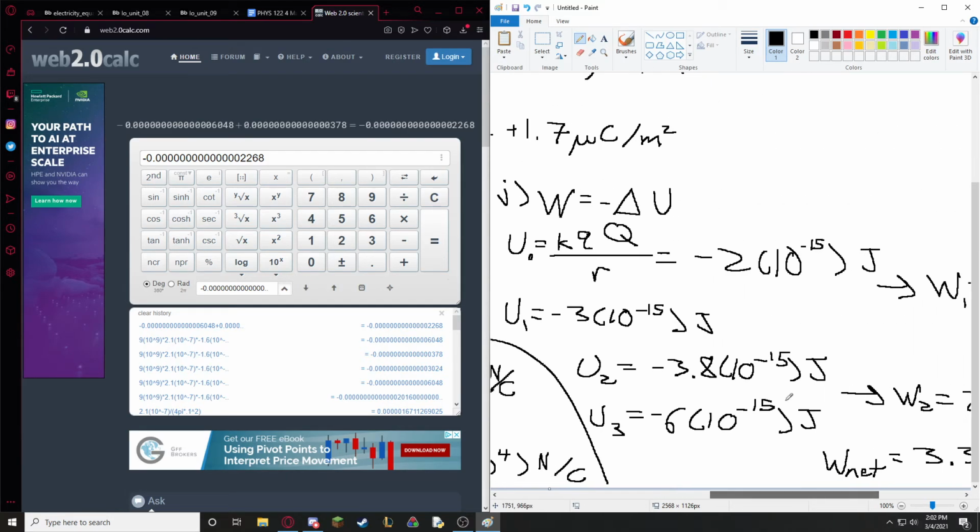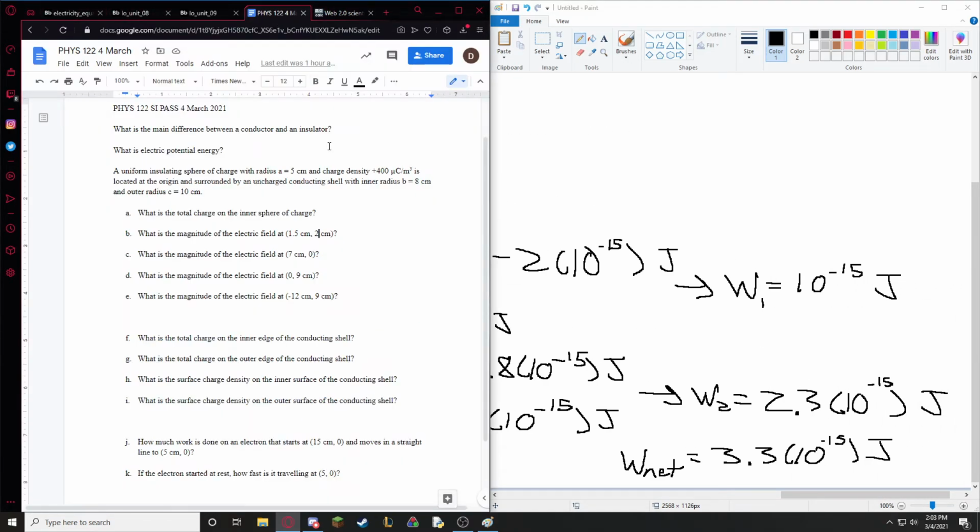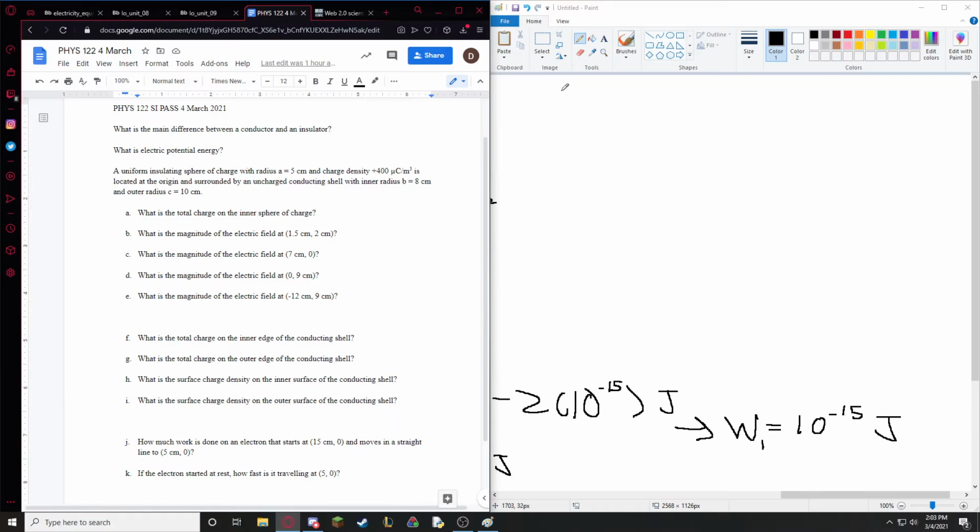Or you can just calculate your potential energies and actually find the change in potential energy and then throw a negative sign in front of it. So we get our total work done. And so now, if our electron starts at rest, how fast is it going to be traveling once it reaches its endpoint? How do we find that? How do we get from work to velocity?